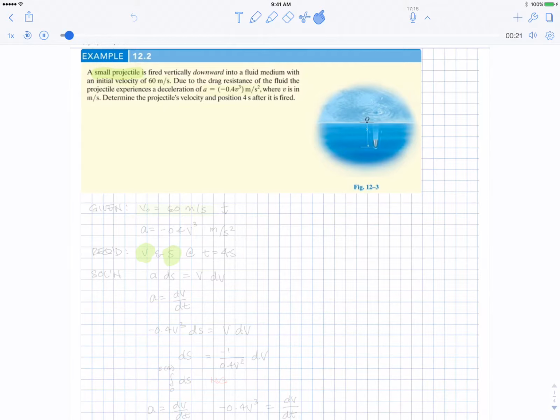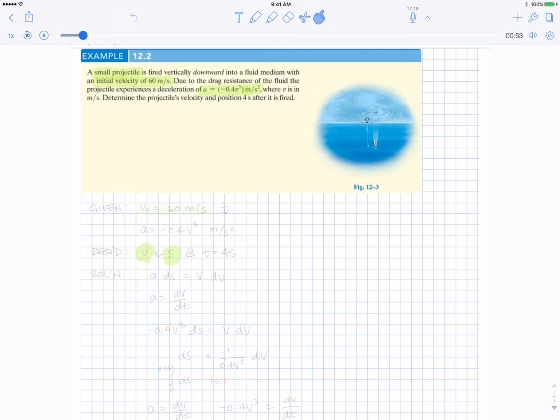kinematics yet. But anyway, a small particle is fired vertically downward into a fluid medium with an initial velocity of 60 meters per second. So that tells us that V0 is 60. Due to the drag resistance of the fluid, the projectile experiences a deceleration of this. A is a function of V in meters per second squared, where V is in meters per second. Determine the projectile's velocity and position 4 seconds after it's fired.